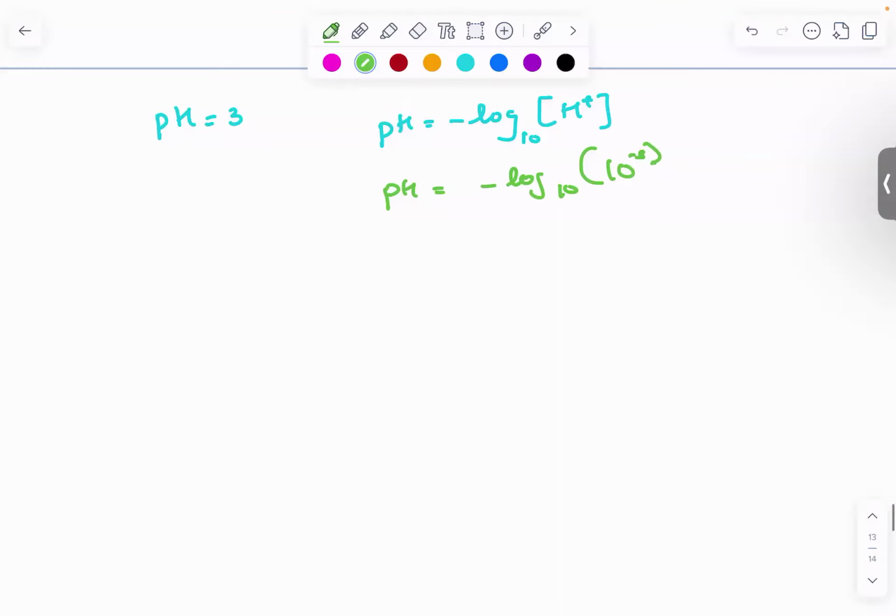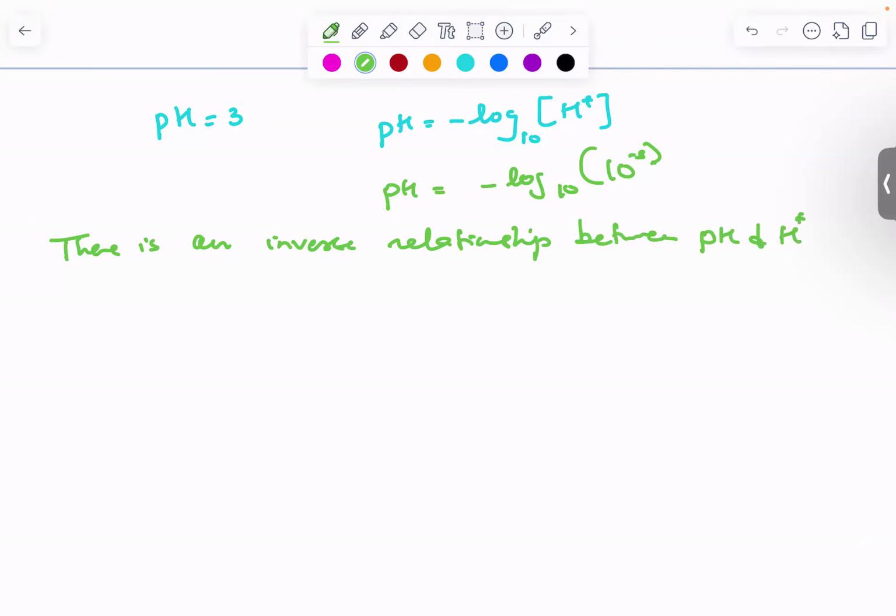Because there is an inverse relationship between pH and hydrogen ions. If one thing is low, the other would be high. If the first thing is high, the other one would be low. I hope it's clear.